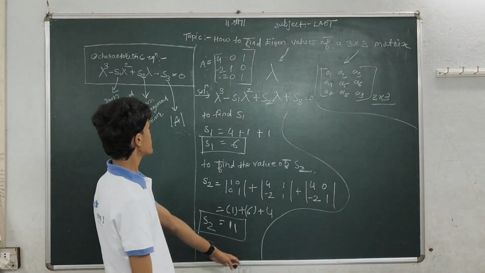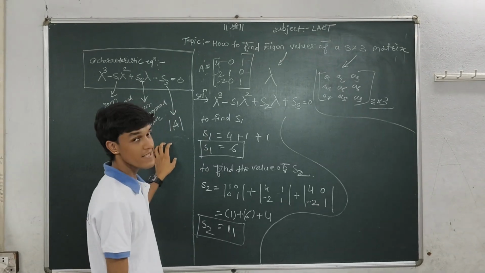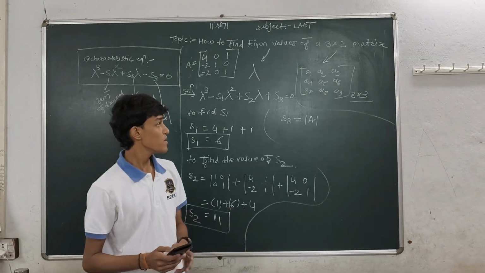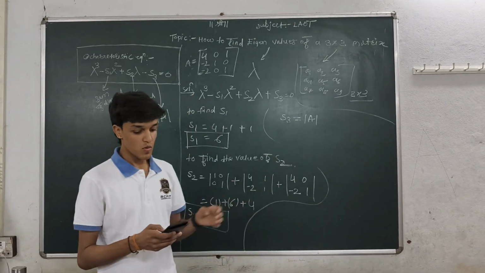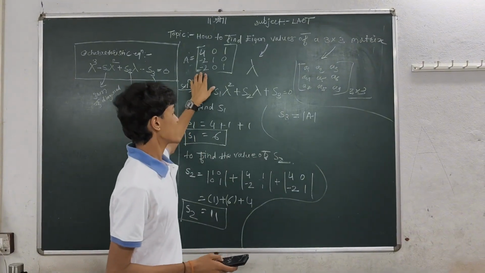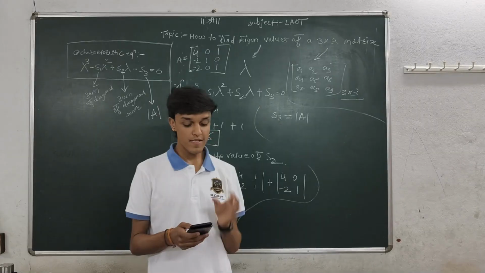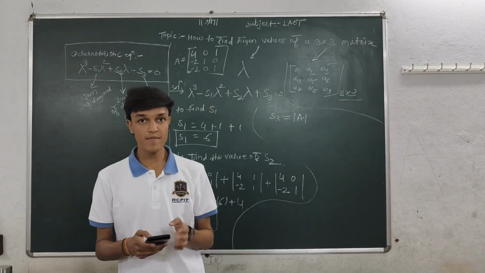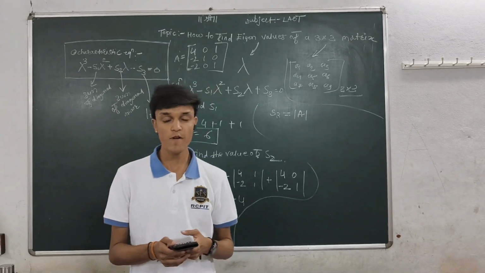Then at last we have to find the value of S3. S3 is nothing but the determinant. By not doing the manual steps like adding the values and all that, by just clicking 2-3 steps in the calculator, we can find the value of the determinant. So let us see how to find that.